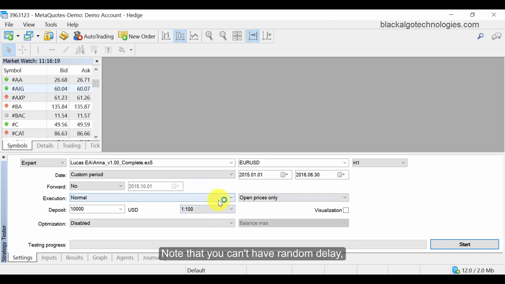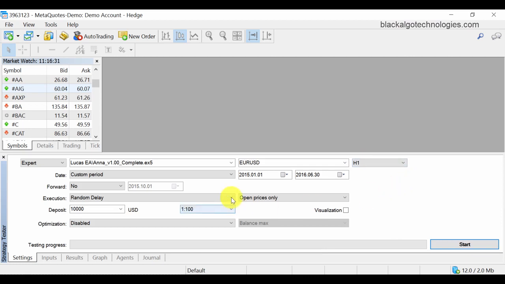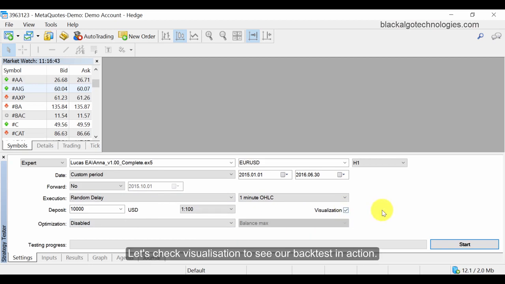Note that you can't have random delay if you are using open prices, because if my price jumps from a 1 hour candle bar to the next hour candle bar, I can't do a 5-second delay. So let's have random delay and let's try 1 minute open high low close. Let's check visualization to see our backtest in action.